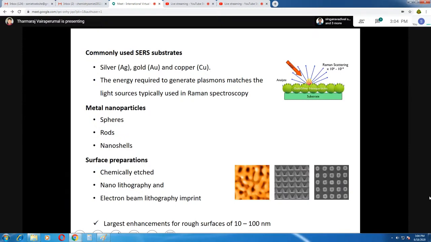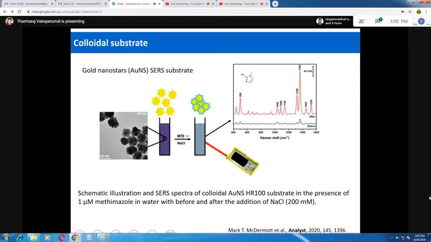Surface modification usually uses chemical methods, which are commonly used by researchers because the chemical etching method is easy to fabricate and cost-effective. Nanolithography and lithography cannot be used frequently because they are more costly and time-consuming methods. A larger enhancement can occur with 10 to 100 nanometer nanoparticles.